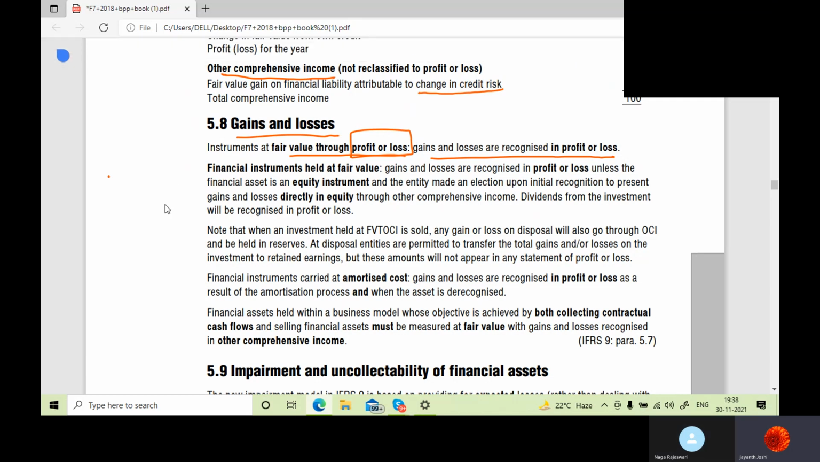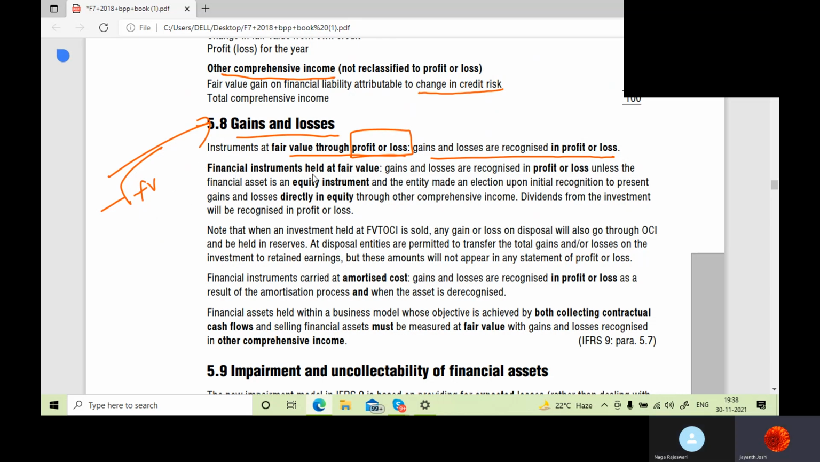Yesterday we discussed the business model test, what kind of security it is. If it is held till maturity, amortized cost. If it is held for some time and then afterwards you want to sell, then fair value through OCI. If it is a trading security held for trading purposes, then it is fair value through P&L. Correct or wrong? We discussed this yesterday.